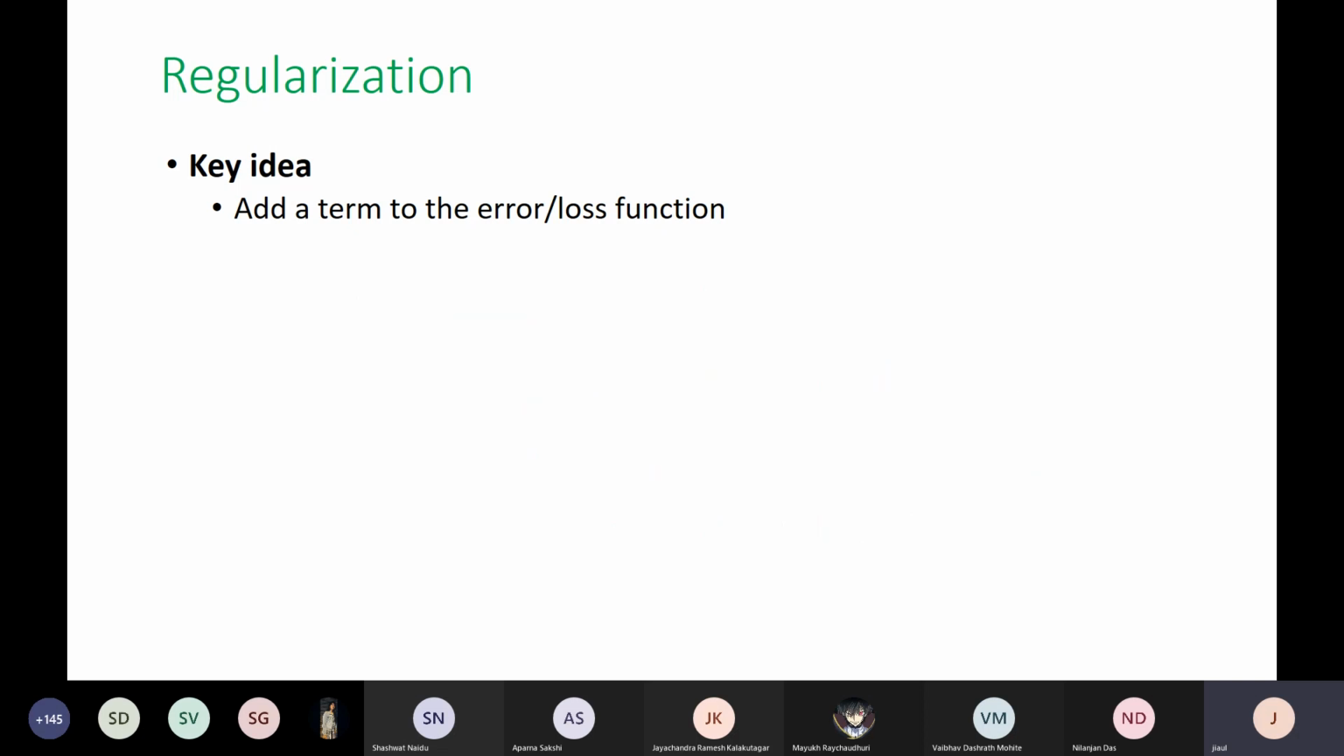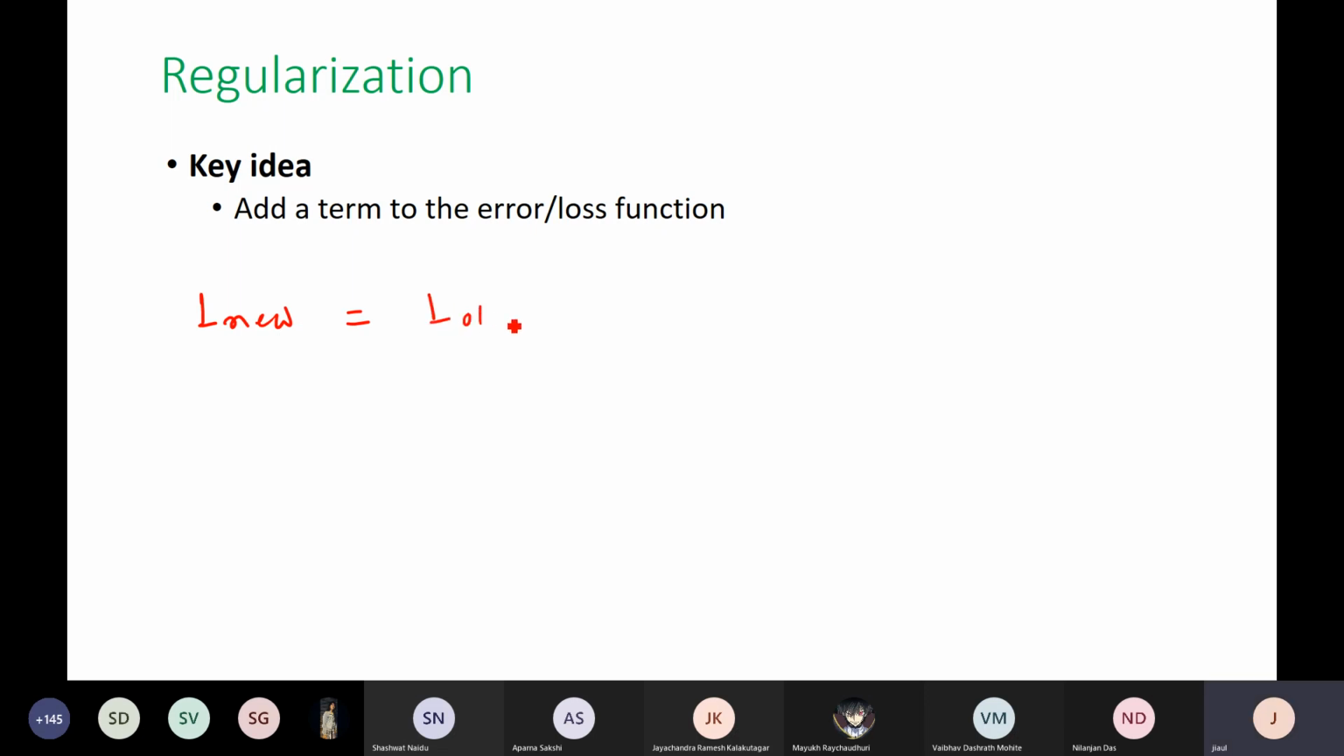There are three or four very popular things that people do. The first thing is called L1 regularization. So what is it? In this case, we have this simple rule.